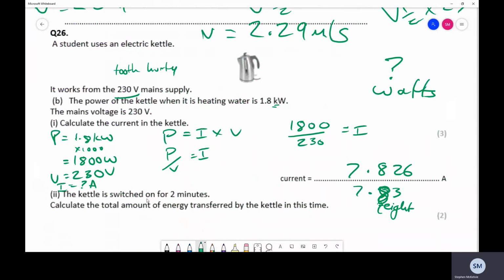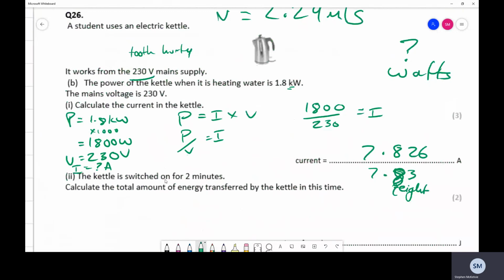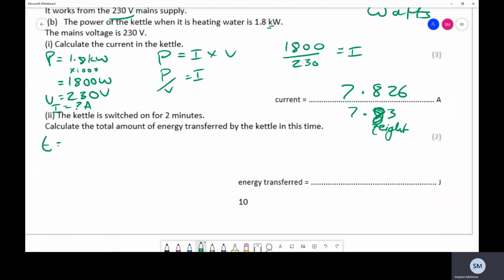The kettle is switched on for 2 whole minutes. Goodness gracious, did they not know that the price of petrol is rising? And I don't want minutes. I'm going to multiply that by 60 so I can get that as 120 seconds. Calculate the total amount of energy transferred in that amount of time.